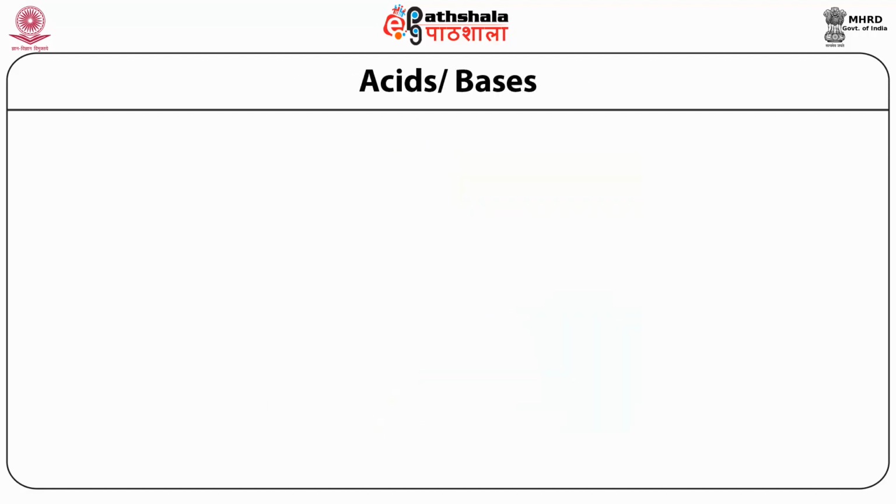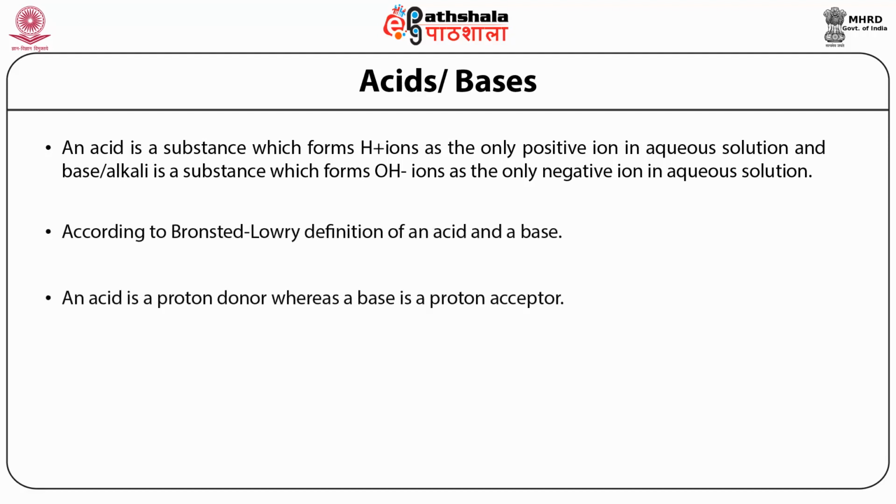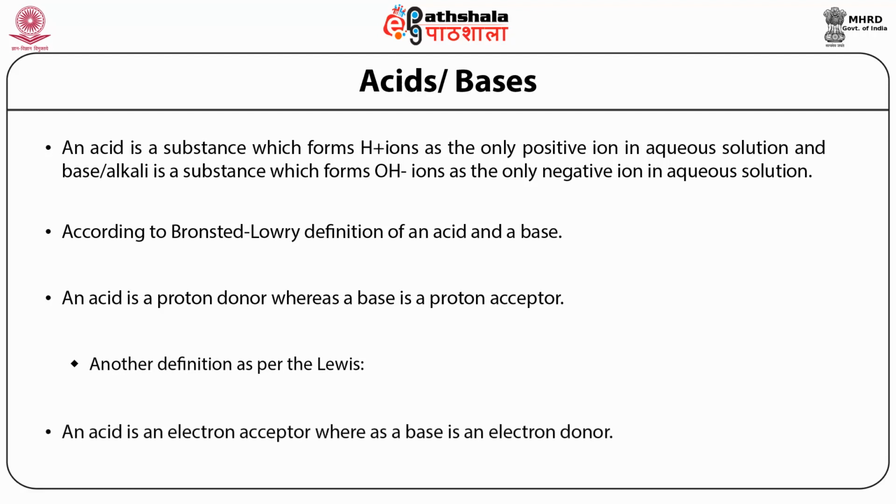The present slide talks about the use of acids and bases. An acid is a substance which forms H+ ions as the only positive ion in aqueous solution. And a base or alkali is a substance which forms hydroxyl ion as the only negative ion in aqueous solution. A base is an insoluble hydroxide, and according to the definition of an acid and a base, an acid is a proton donor, whereas a base is a proton acceptor. Another definition: an acid is an electron acceptor, while a base is an electron donor.